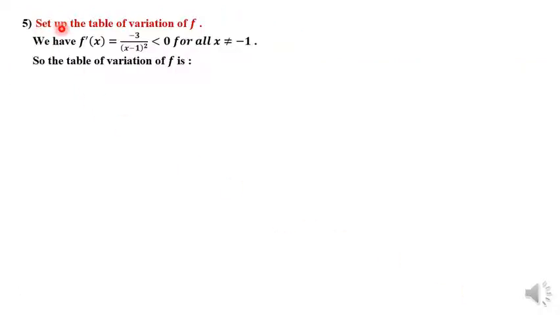Exercise 5. Set up the table of variation of f. We have f prime x equals minus 3 over x minus 1 square is strictly negative because minus 3 is strictly negative and x minus 1 square is strictly positive. هذا الماينس 3 هو negative والx minus 1 square positive. negative على positive فإذا negative for all x different from minus 1.